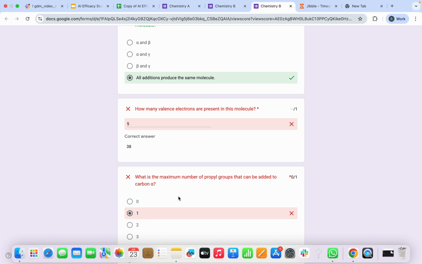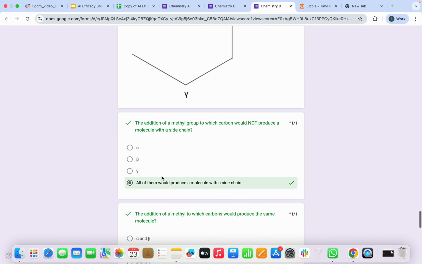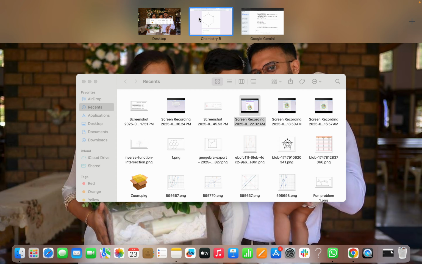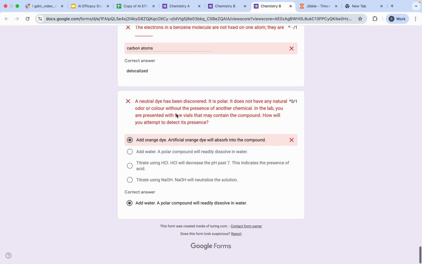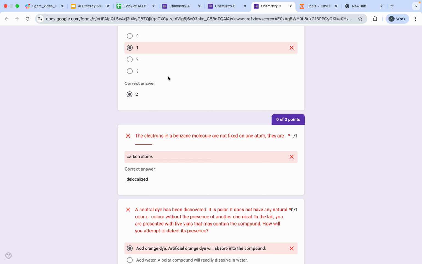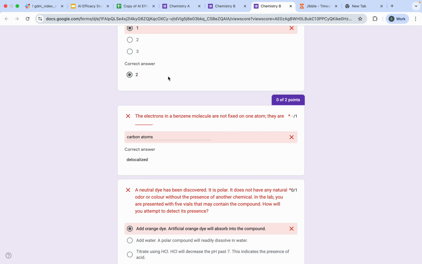What is the maximum number of propyl groups that can be added to carbon alpha? It is 2. Okay, 2 is the answer. The electrons in the benzene molecule are not fixed on one atom, they are delocalized.